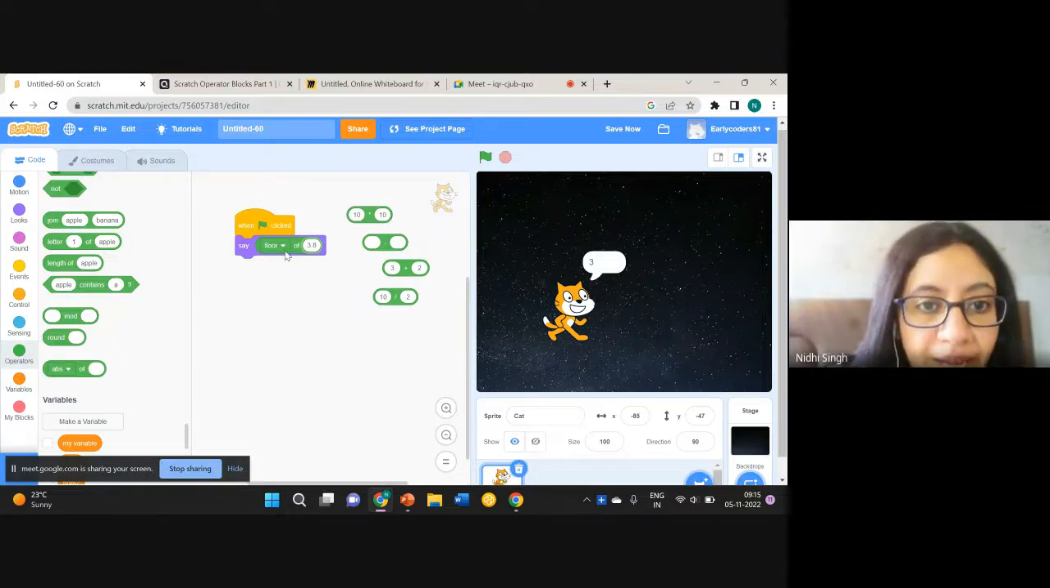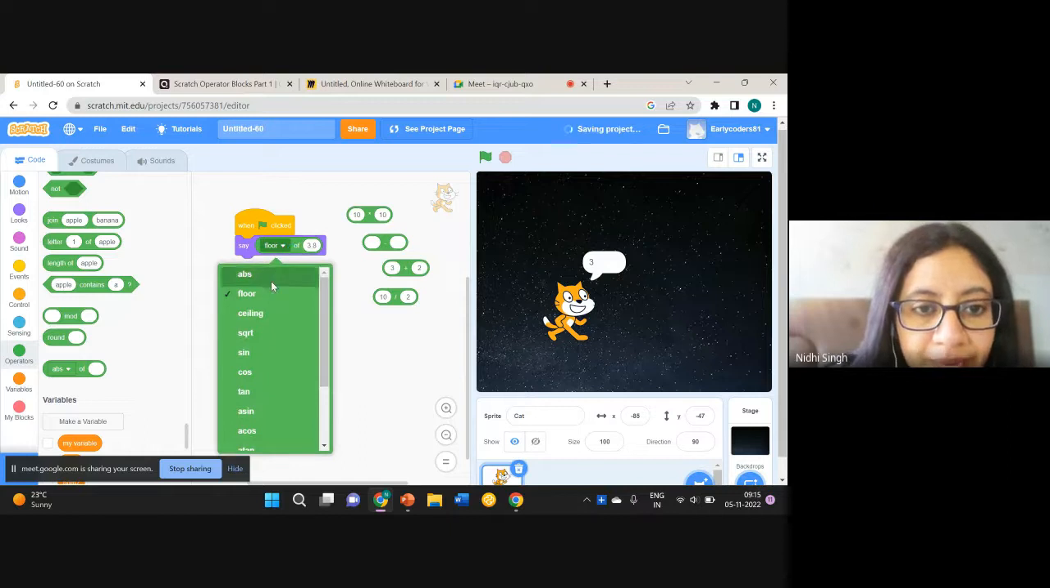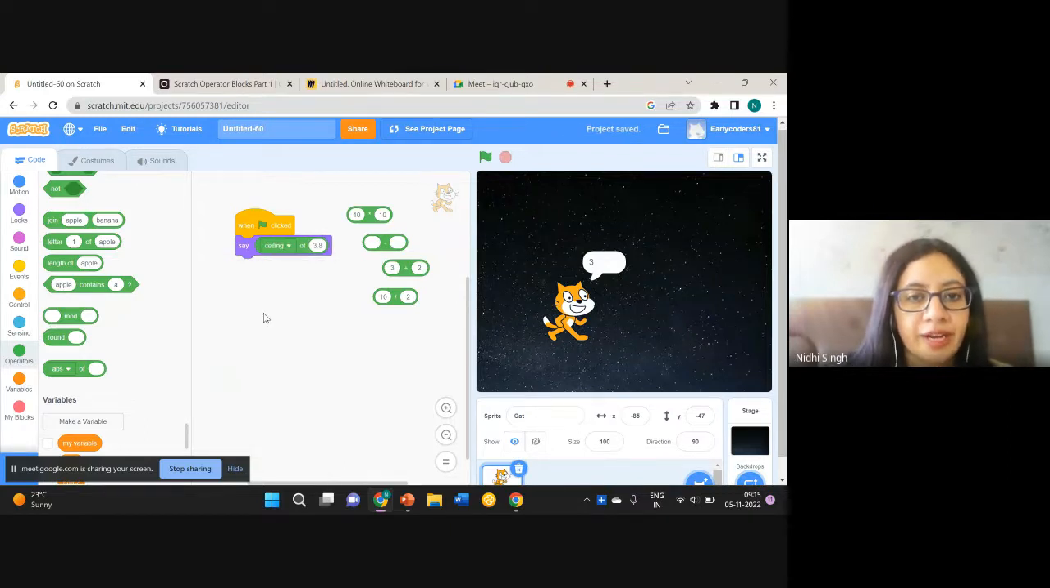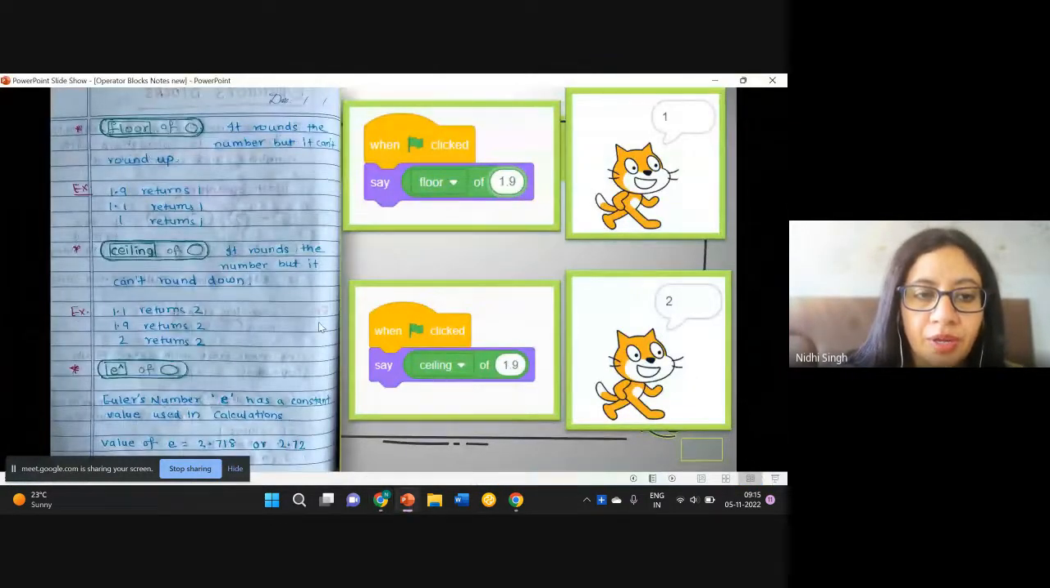Now, if I just make it a ceiling function and see the result, the value is 4. The ceiling function rounds the number to the nearest up value, and floor will round it to the down value. So just try out a few values.